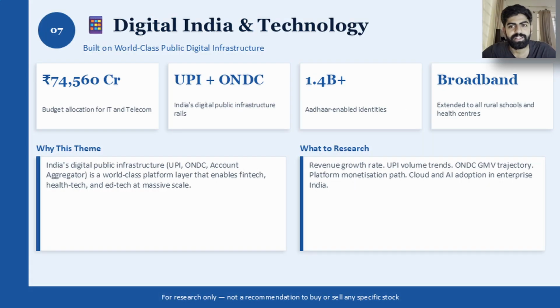And finally, the digital India and technology mission. The budget allocates more than 74,000 crore to IT and telecom. We are building products like UPI, Aadhaar, ONDC, account aggregation, based on which many businesses are being built. The government is extending broadband connectivity to all secondary schools and rural health centers. So fintech is another sector which is going to see a great boom.